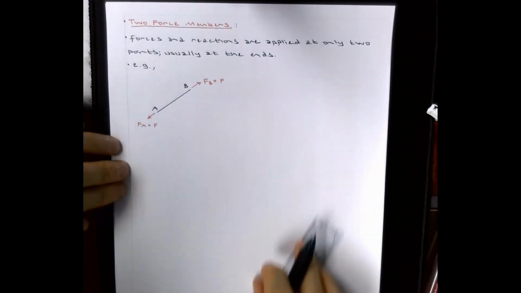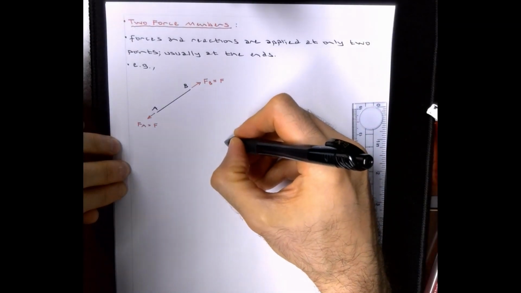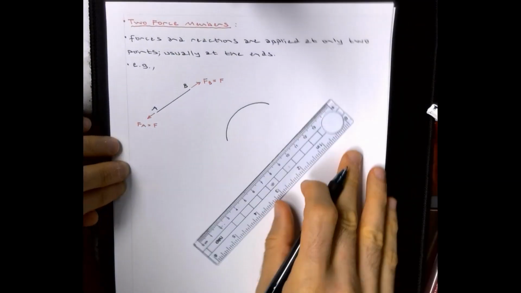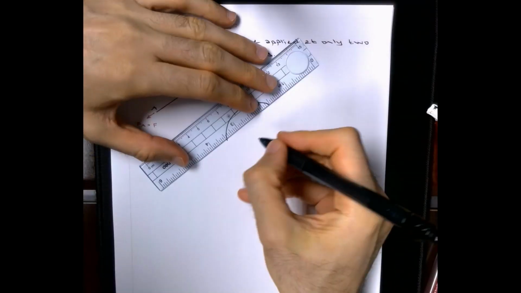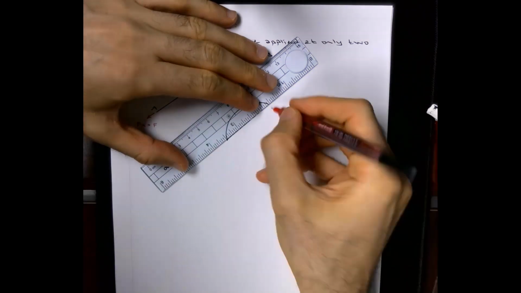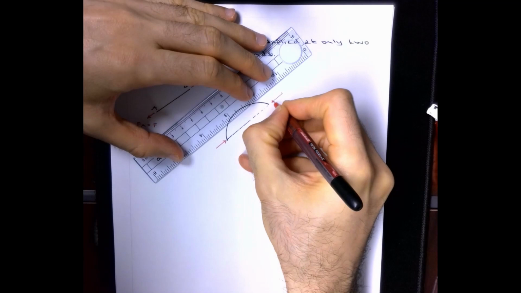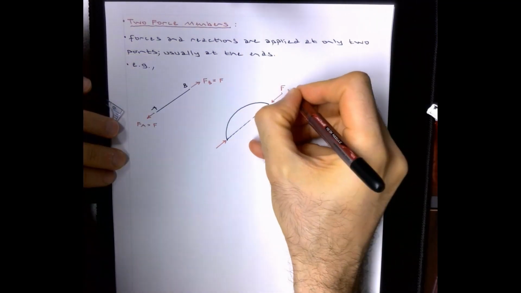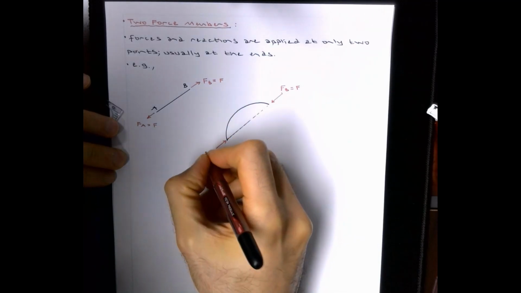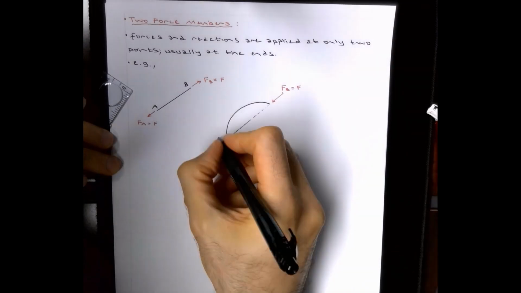Also, the members do not need to be straight. It could be somewhat curved like this, right? And in this situation, for equilibrium, let's make this compression in this case to have some variability. So FB equal to F. This is FA equal to F again. So this is A, this is B.